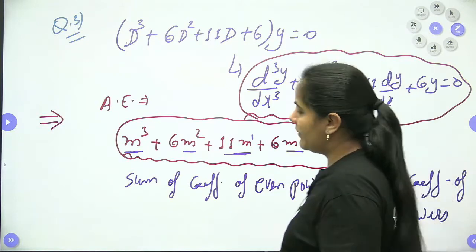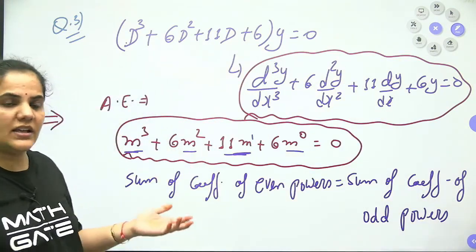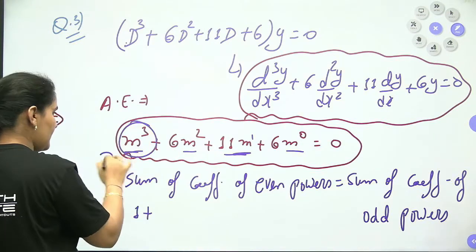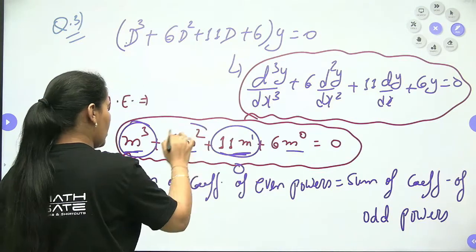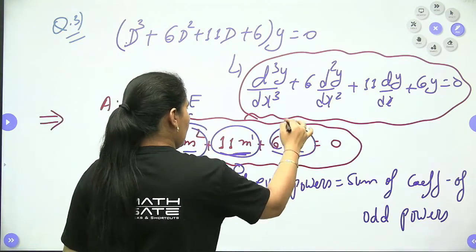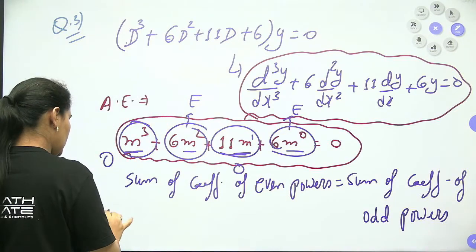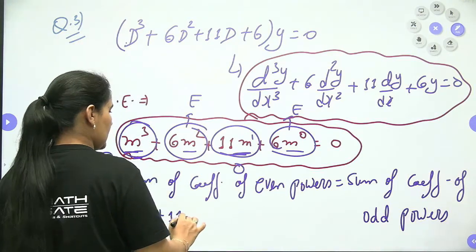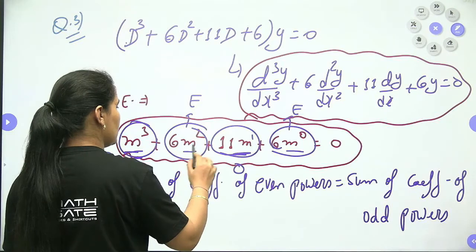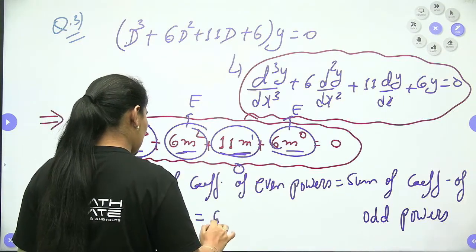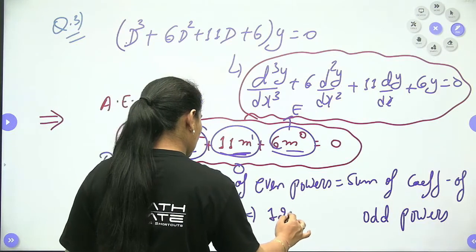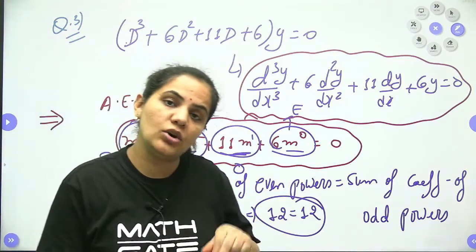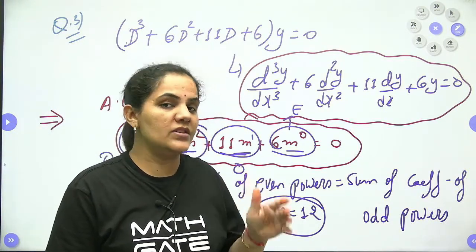Now let's check here. We know very well m cube means it is an odd power only, so the coefficient of this one is 1 only. Okay. Now this is the odd one. This is the odd one. This O is denoting odd. This is the even one. And this is the even one, right? So when we approach, it will be 1 plus 11 only, the sum of coefficients of odd powers. It should equal the sum of the coefficients of even powers. It will be 6 plus 6, guys. It will be 12 only. So we get 12 is equal to 12. Yes, exactly. So hence we can say here the sum of coefficients of even powers is equal to the sum of coefficients of odd powers.